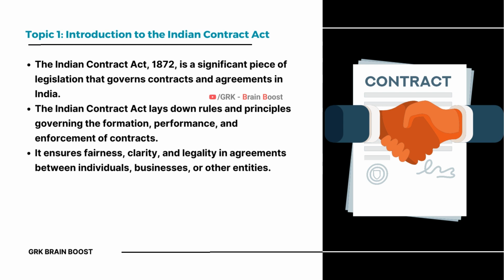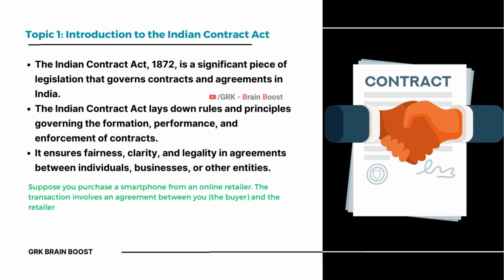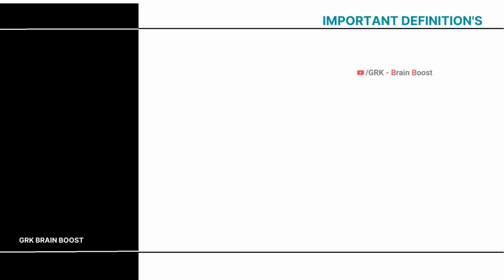For example, suppose you purchase a smartphone from an online retailer. The transaction involves an agreement between you and the retailer. The terms of this agreement, such as price, delivery, and warranty, are governed by the Indian Contract Act. Now let us look at the important definitions under this act.